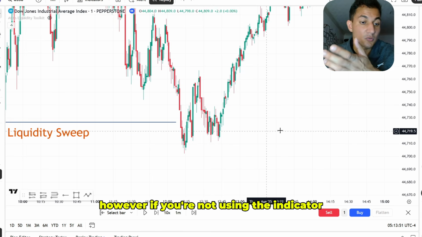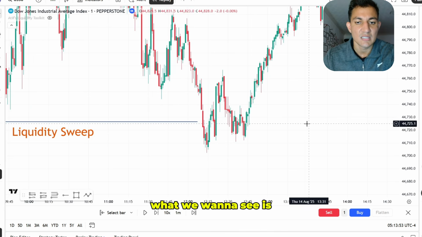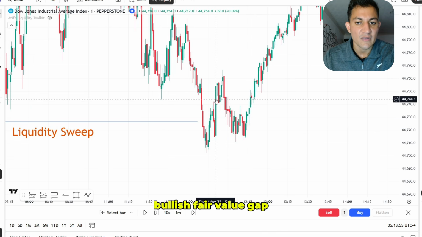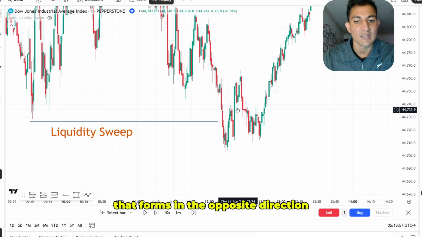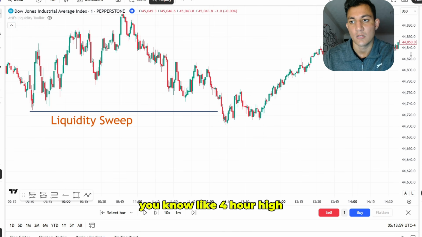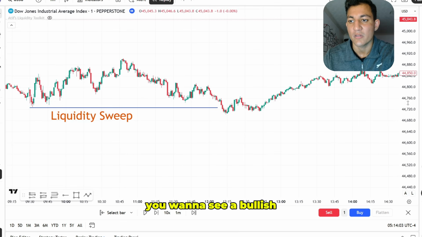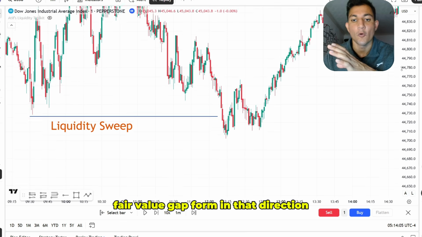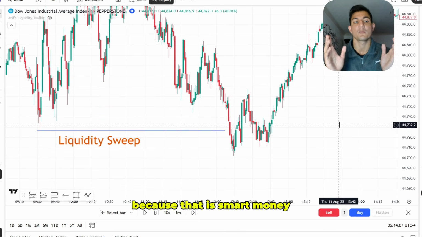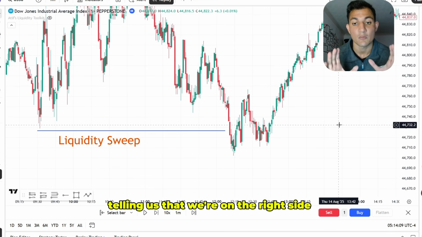However, if you're not using the indicator, what we want to see is the first bullish fair value gap that forms in the opposite direction, right? In the bias direction. Like 4 hour high, which you can't even see, it's all the way up there, right? We want to see a bullish fair value gap form in that direction, because that is smart money, whatever you want to call them, telling us that we're on the right side of the market.